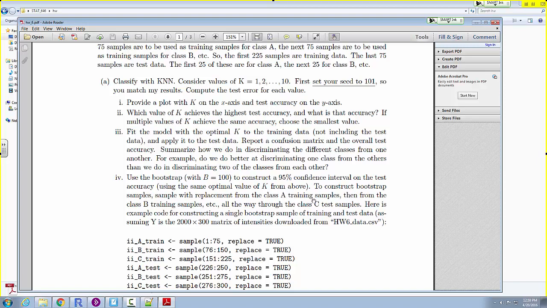It's fine. So to do the problem, you would take the training data and fit 1, 2, 3, 4 up to 10 KNN models for the different choices of K. Apply each of those to the 75 test samples and pick the value of K that gives you the highest test accuracy, the fewest proportion of mistakes whenever you applied it to the test data. Are there questions about that?